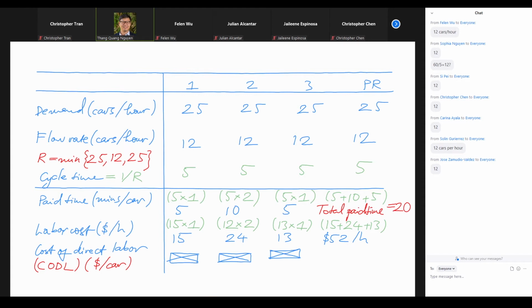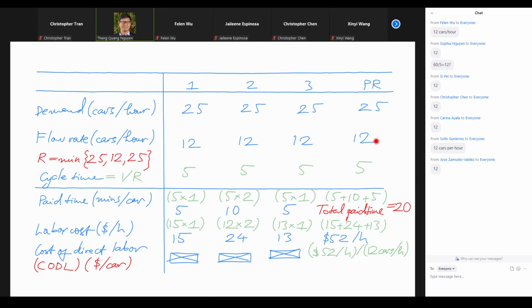So let's think about it. We want to see how many dollars we spend on each car. Then we already know that in 1 hour, we spend $52 on the labor, right? Then we take that $52 per hour. And in that same hour, we know that there are 12 cars going through. So we write here 12 cars per hour, right? The 12 is coming from here. That's a flow rate right there.